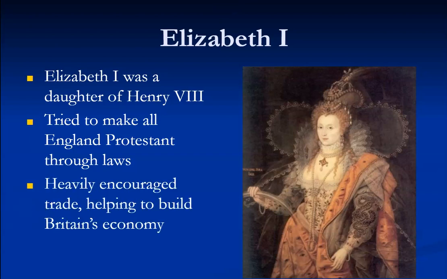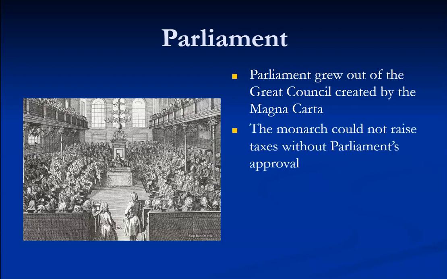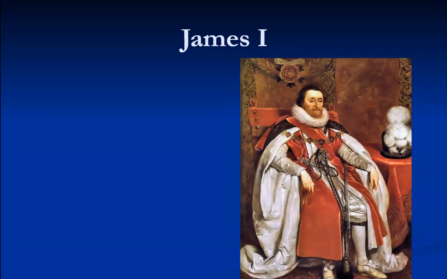She heavily encouraged trade, helping to build Britain's economy. Parliament. Now remember, Parliament had grown out of the Great Council that had been created by the Magna Carta. The monarch could not raise taxes without Parliament's approval. Now Elizabeth was able to manipulate them very well to get what she wanted. Effectively, she ruled England. But legally, she still had to discuss issues with Parliament.